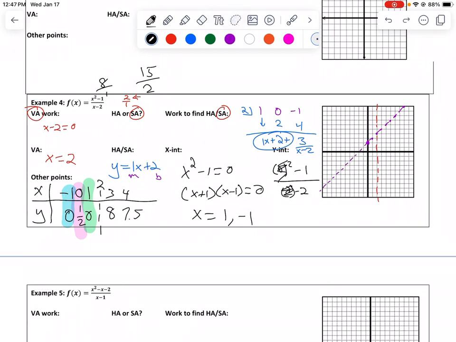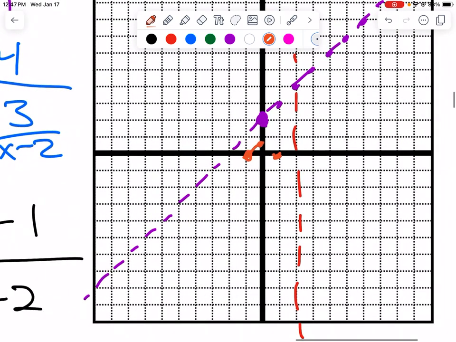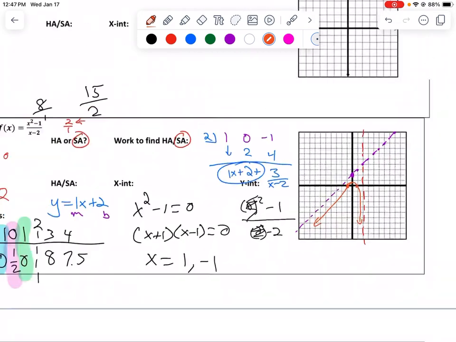Let me use a different color. Let me use this orange color. Negative 1, 0. And 0, 1/2, which would be like up here, and 1, 0. And you'll notice what that does is it makes this little U shape in here. It's going to follow your asymptotes.